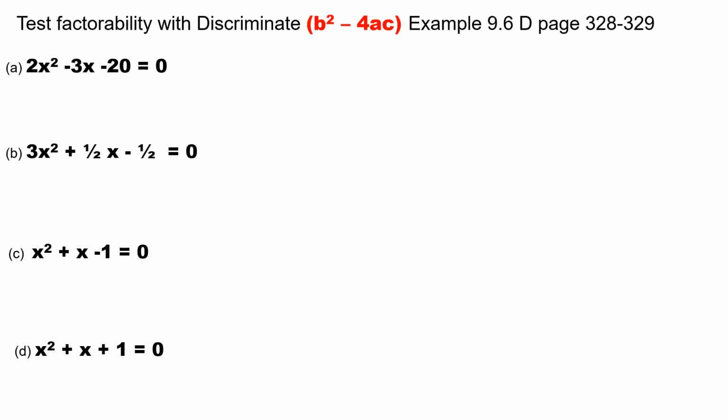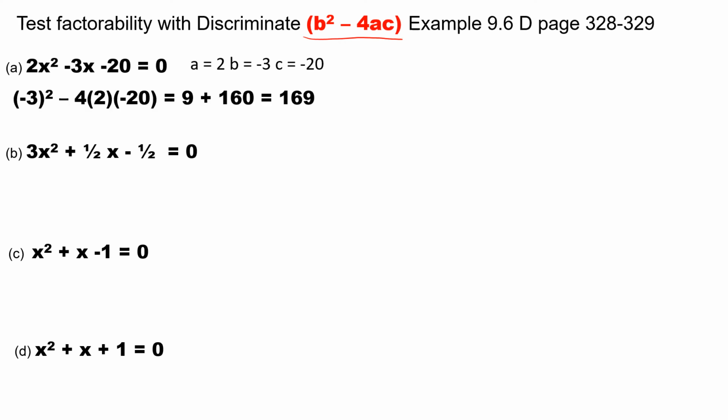So now let's look at these. I want you to test the factorability with the discriminant, okay? And we're going to use these 4. So let's try them. I'll do the first one for you. You can do it right along with me if you want. Basically, I'm going to determine the A, B, and C. Then I'm going to take the discriminant. This is the discriminant, and I'm going to plug in those values. Simplify, and I got 169.